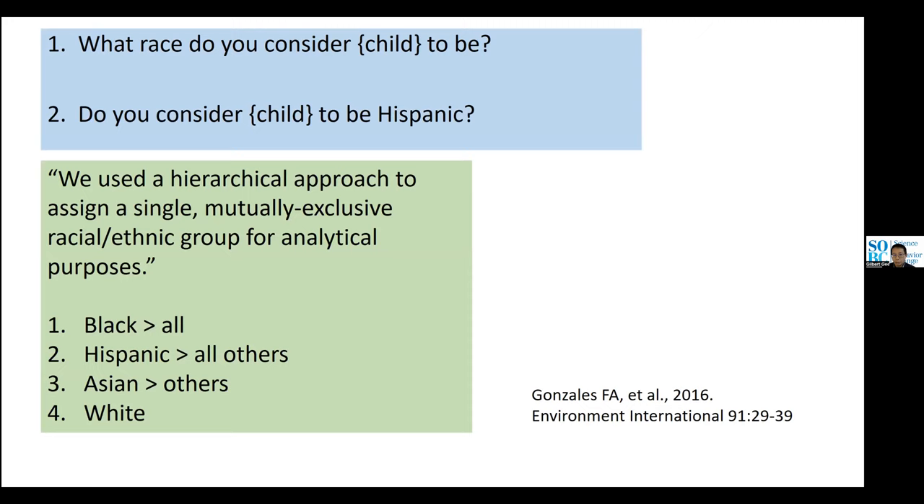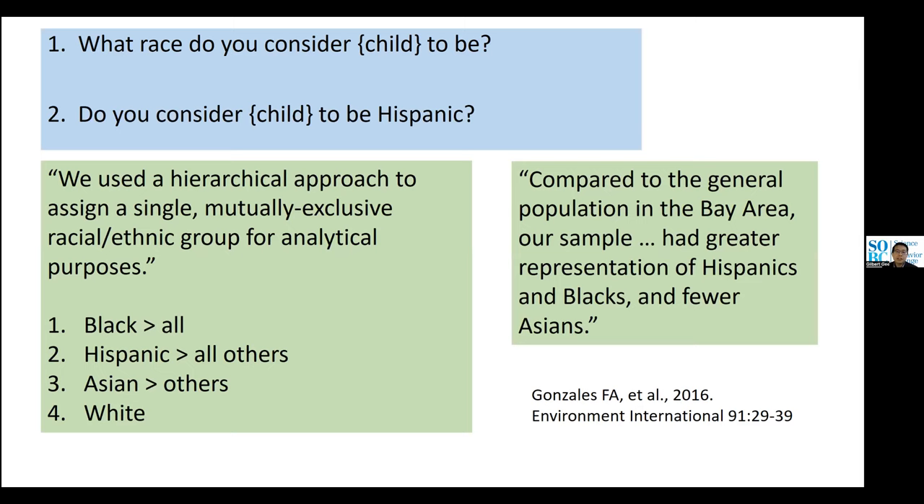So basically, if a child was Black and Korean, the child was coded as Black in the data set. If the child was Korean and Cuban, the child was coded as Hispanic. And if the child was Korean and white, the child was coded as Asian, and so forth. The thing with this kind of methodology is that it can play unintended mischief. If you continue to read the article, later on they write this: compared to the general population in the Bay Area, our sample had greater representation of Hispanics and Blacks and fewer Asians.